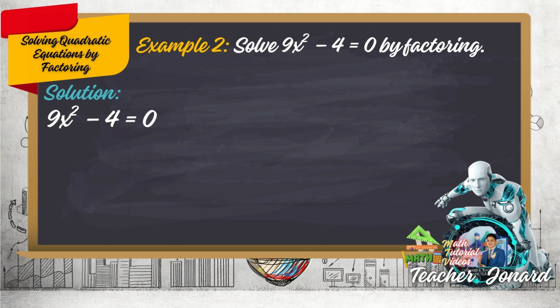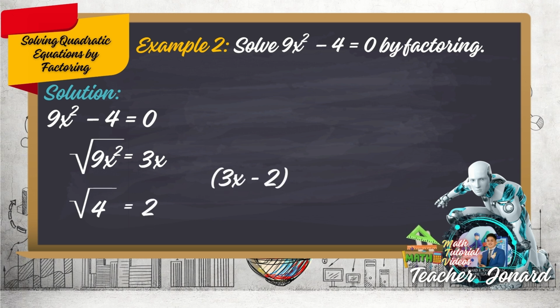Step 2. Recognize the type of factoring. Take a closer look. This is a difference of two squares. Remember, the factored form of a polynomial that is a difference of two squares is the sum and difference of the square roots of the first and last terms. In this case, the square root of 9x squared is 3x. The square root of 4 is 2. So you can factor it as 3x minus 2 times 3x plus 2 equals 0.